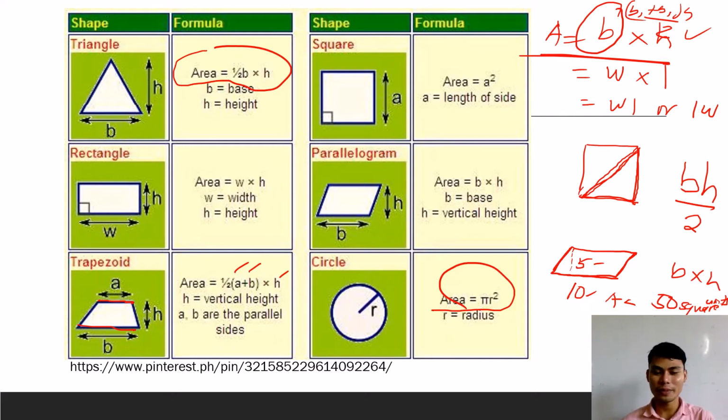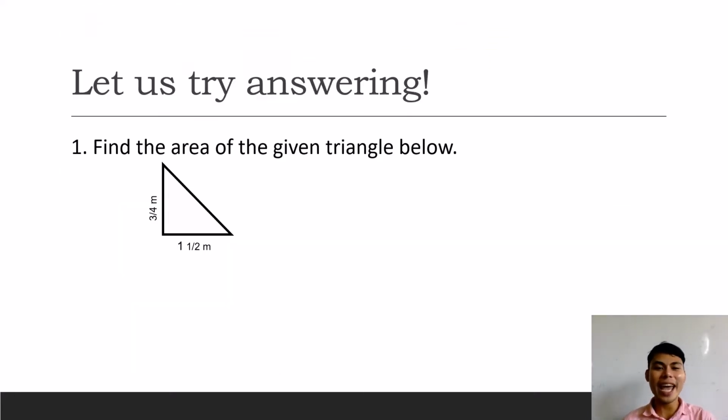Okay, let's have examples. Let's try answering these questions. I have 3 questions. And usually in the LET, CSC, or any exam, it is not just, say, find the area of the square if its side is 10 meters. Not all the time like that. Sometimes there is a picture, and sometimes there is no picture and it is a word problem.